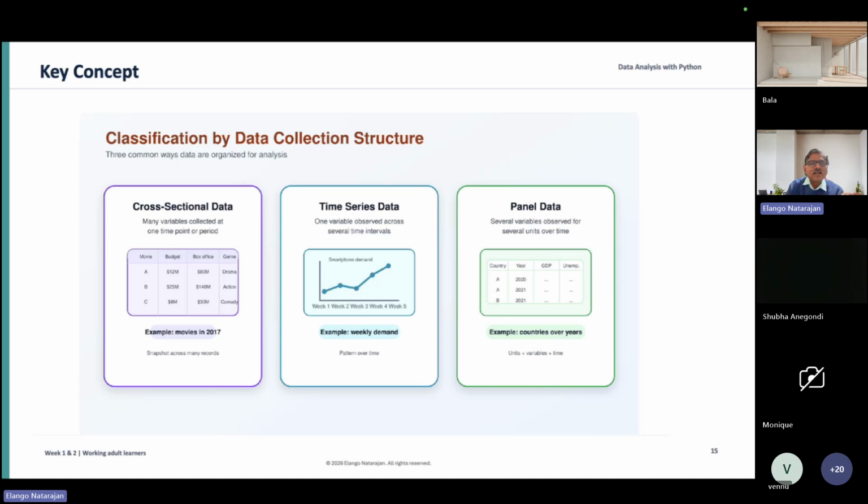Sometimes you can classify your data based on the collection structure. It could be cross-sectional data. Cross-sectional data means you are collecting data for a particular time period. For example, there are many movies released in 2026. You collect the budget of each movie and the collection of each movie. If you organize this kind of data, it's cross-sectional data, which describes the movies released in a particular period of time. Similar to that, but the other way: if you are collecting one variable across several time intervals, it is called time series data.